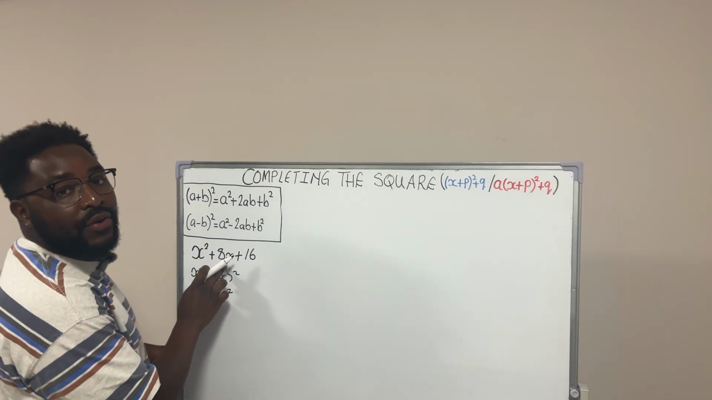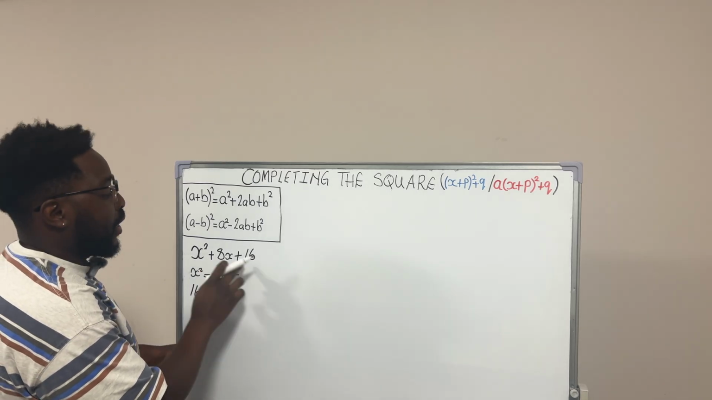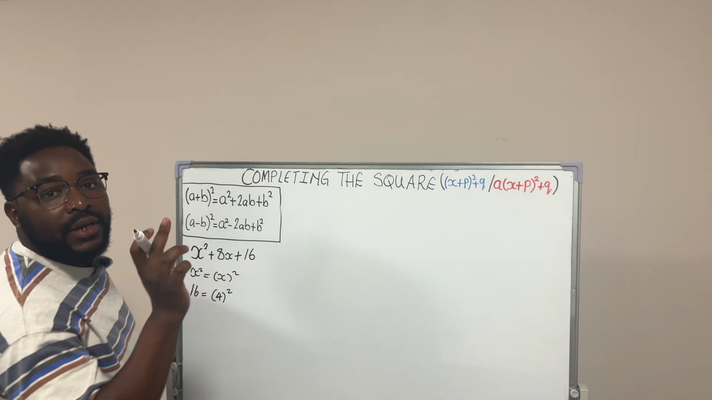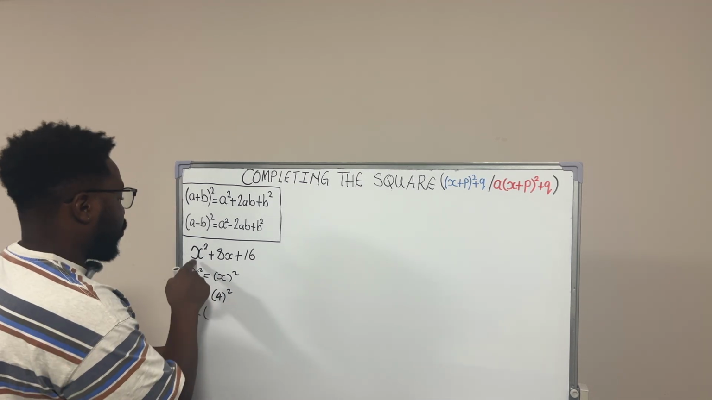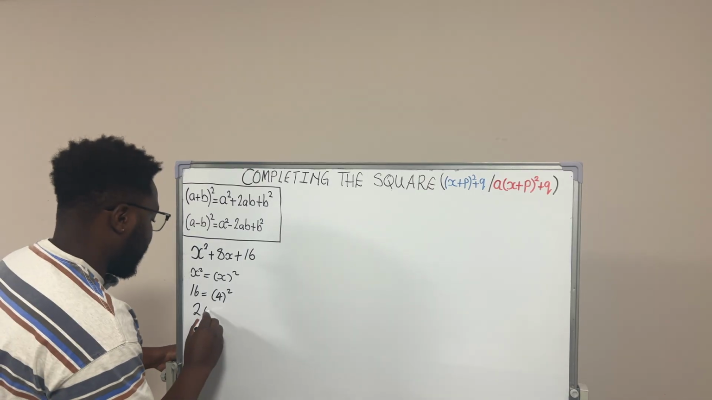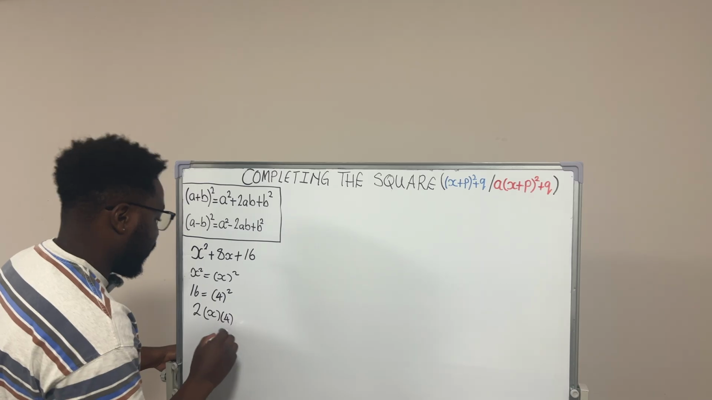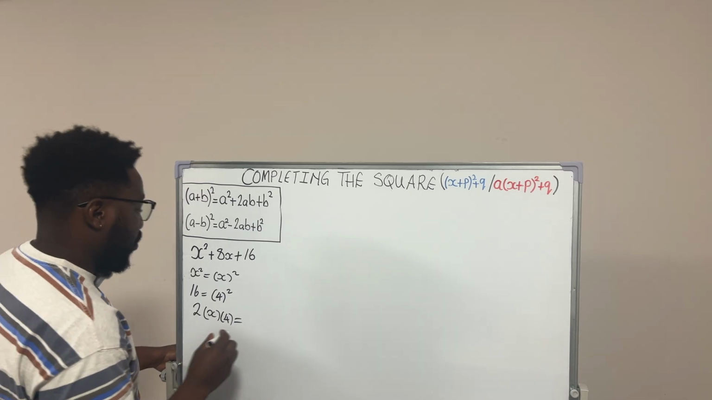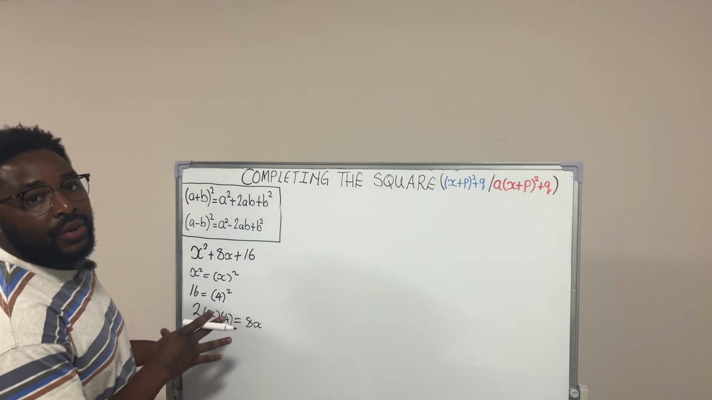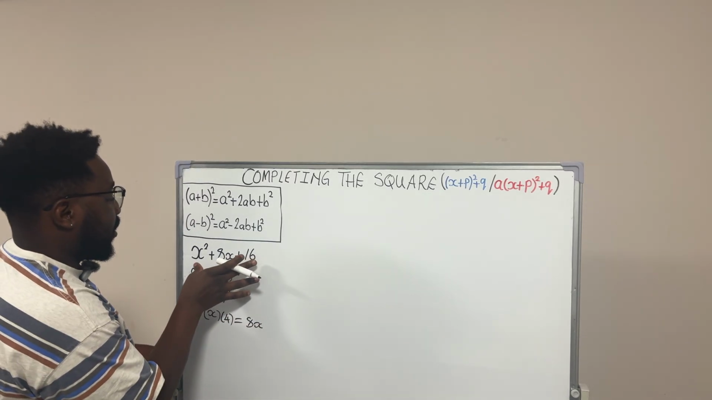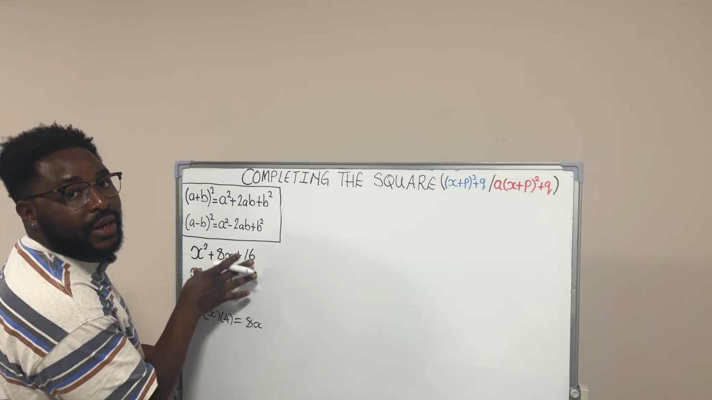Is our middle term over here twice the product of the square root of the first term and the square root of the last term? Let's check. So we're talking about twice. That's 2. What's the square root of x squared? X. What's the square root of 16? That's 4, right? And if we take the product, we'll have 8x. Yes? So there we go. We can now see that this quadratic trinomial over here is a perfect square trinomial.